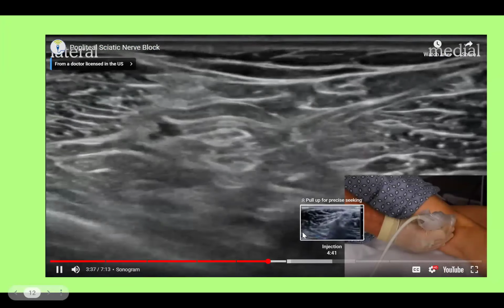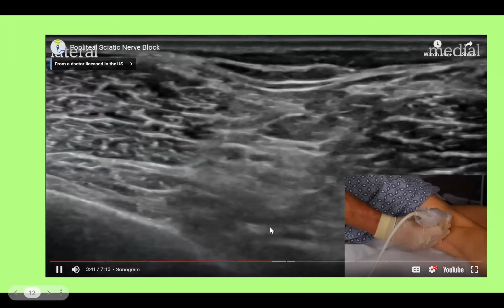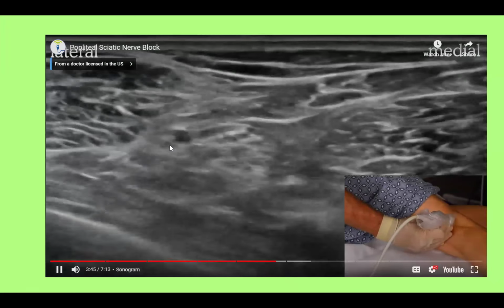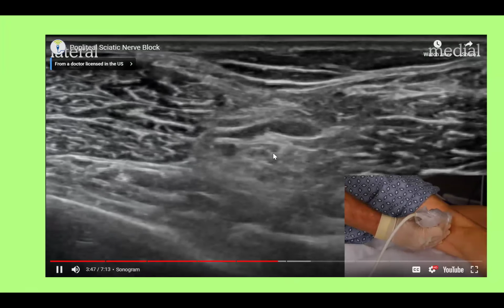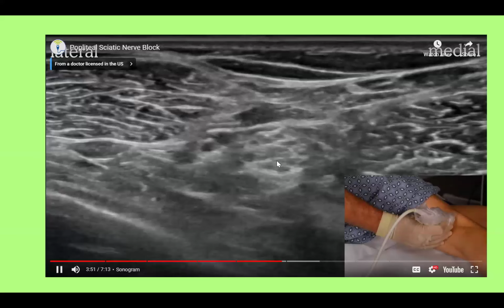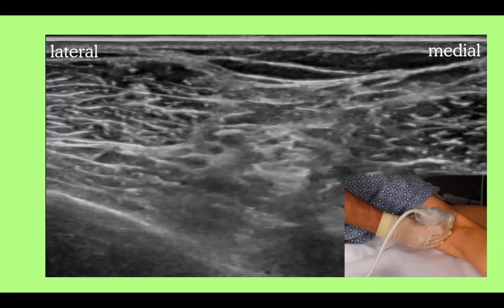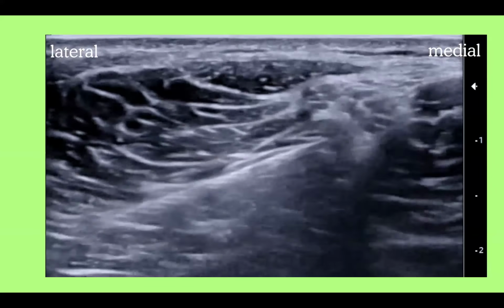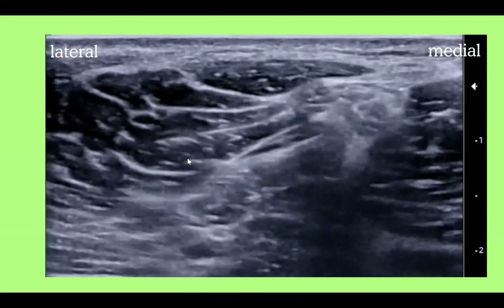Alrighty, so what's important here is we're doing some dynamic scanning, so scanning the probe proximally and distally, and we're trying to identify that common peroneal nerve where it joins the posterior tibial component. So that's the most important aspect to identify. I wouldn't perform this block if you can't identify those two nerves, particularly the common peroneal.